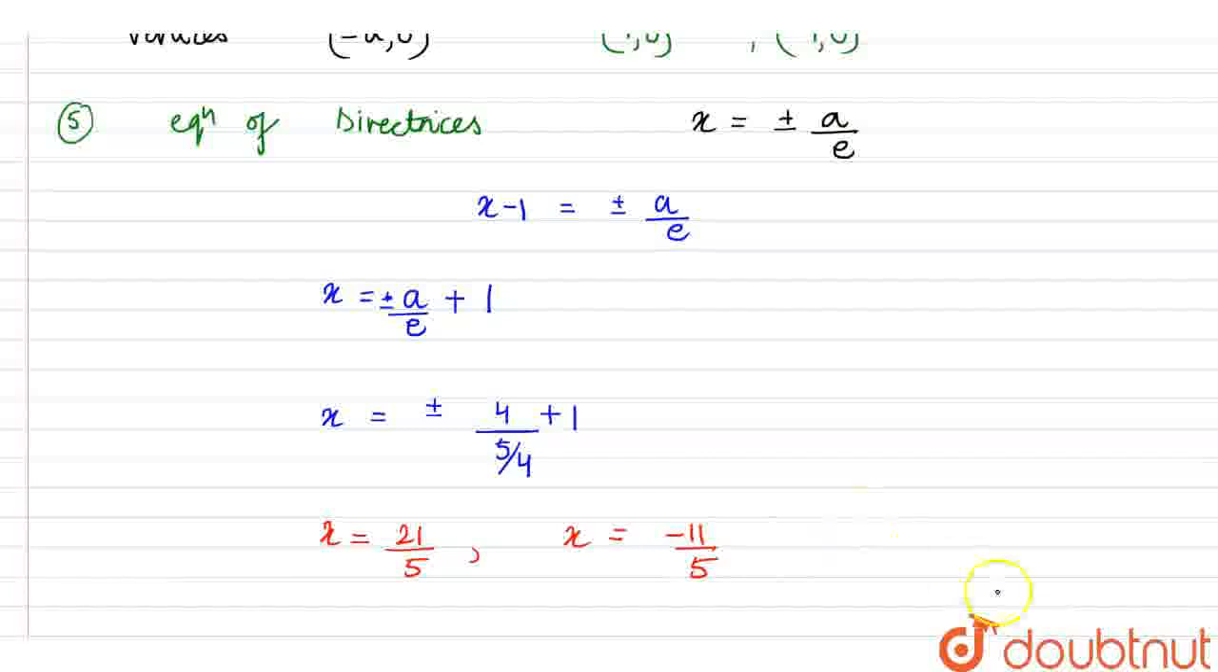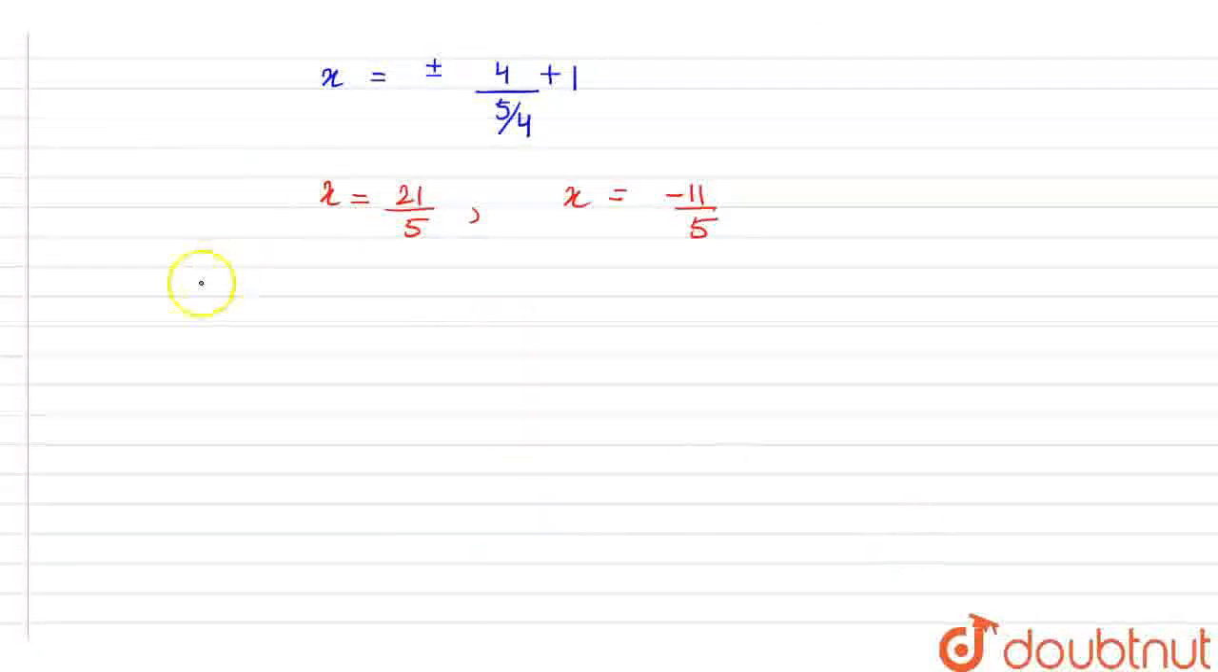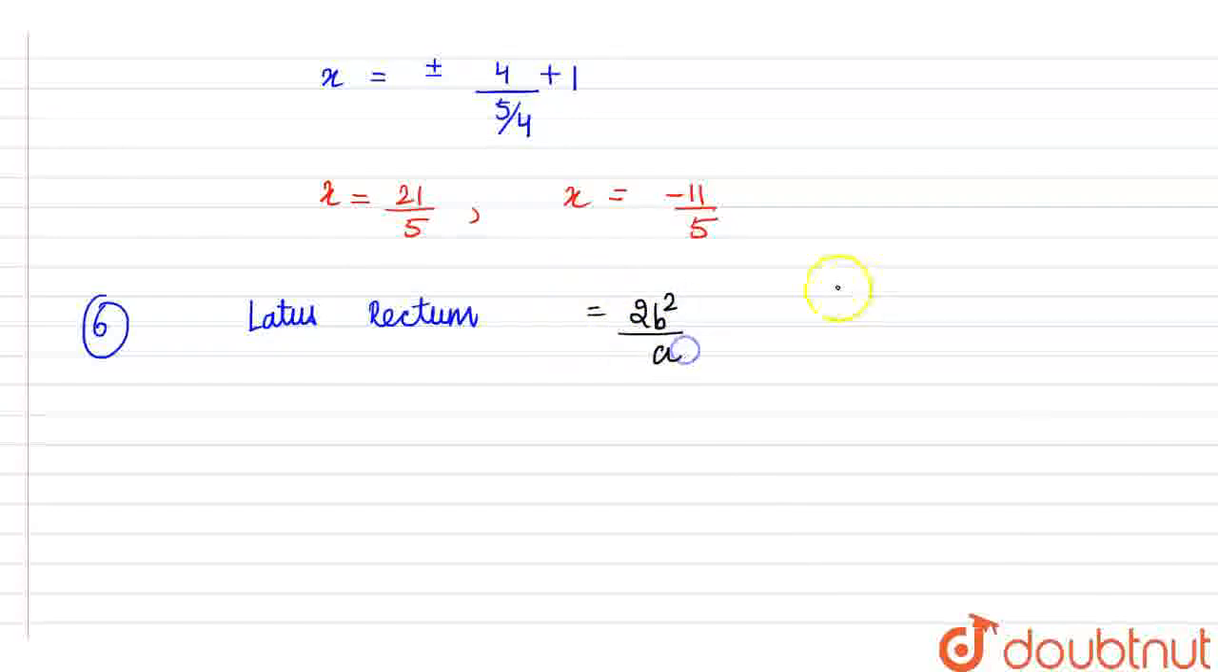Now sixth thing we need to find out was the length of the latus-rectum. We know that latus-rectum is of the form 2b square upon a. Putting the values, we will get 2 into 9 upon 4, which gives us equal to 9 by 2, and hence our question is completed.